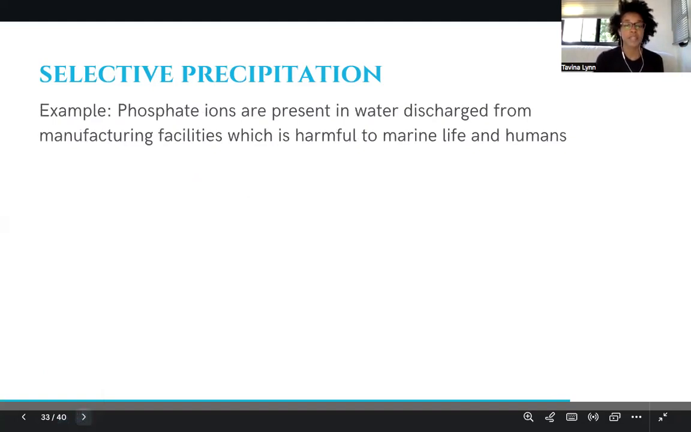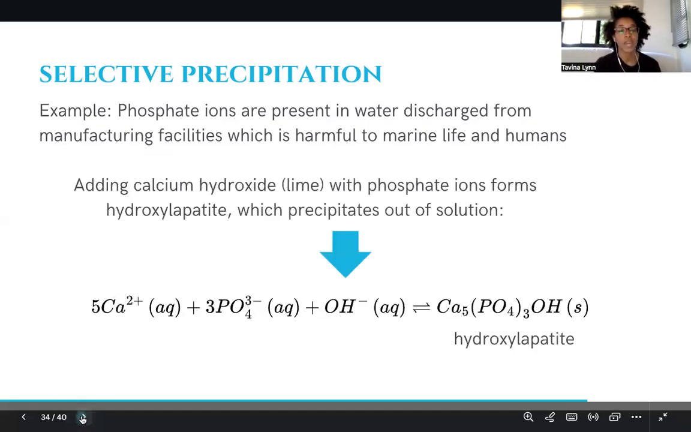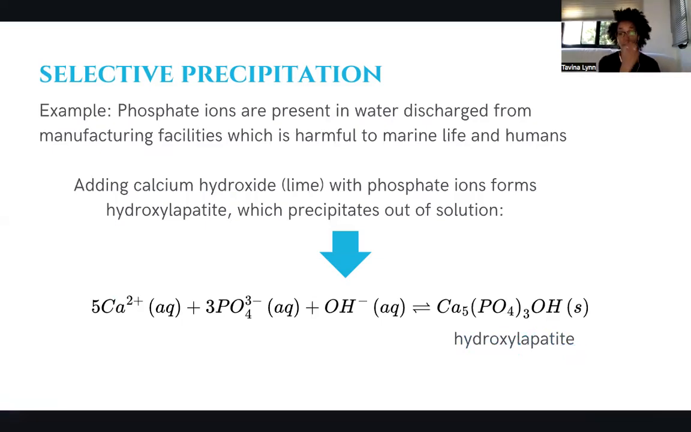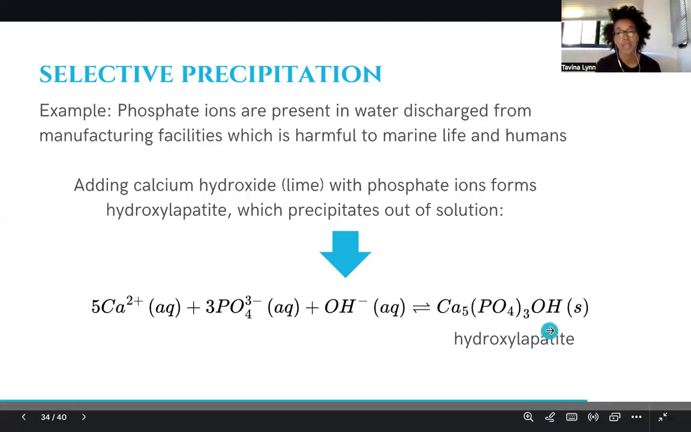So an example of this is phosphate ions. Phosphate ions are present in water that is discharged from manufacturing facilities. And we want to get rid of these ions because they're really harmful to marine life as well as humans. So we can add lime, or calcium hydroxide, because this will then precipitate into hydroxyapatite. And so we can use filtration to remove the hydroxyapatite.